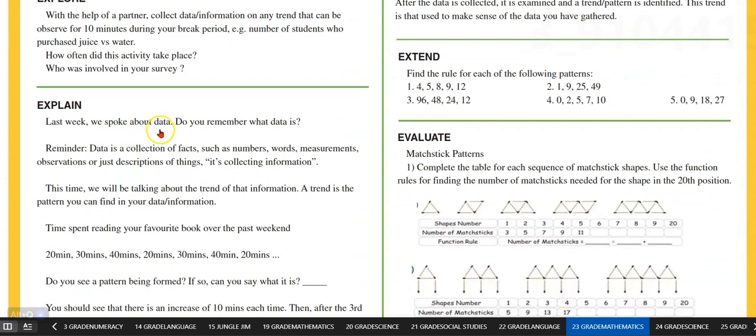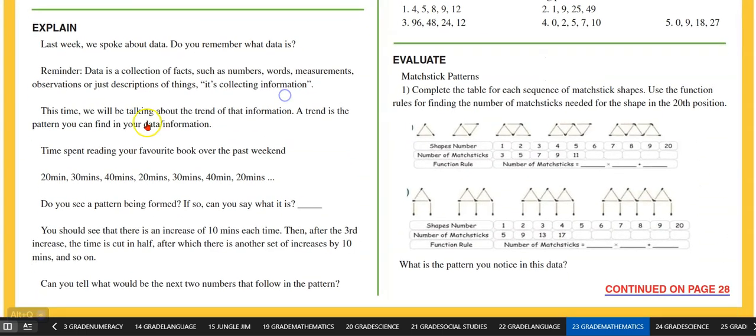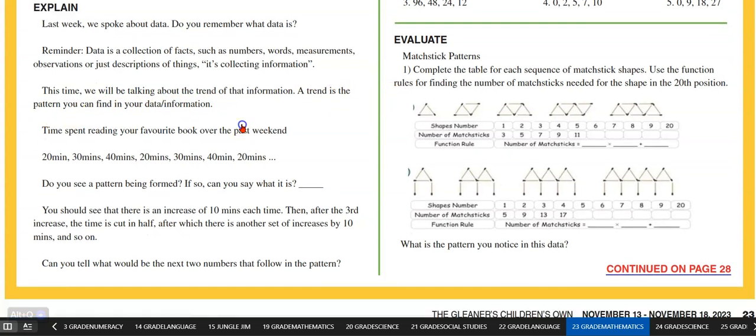Last week we spoke about data. Do you remember what data is? Here's a reminder. Data is a collection of facts such as numbers, words, measurements, observations, or just descriptions of things. It's collecting information. This time we'll be talking about trends of that information. Now, a trend is the pattern you can find in your data or information. Again, a trend is the pattern you can find in your data or information.